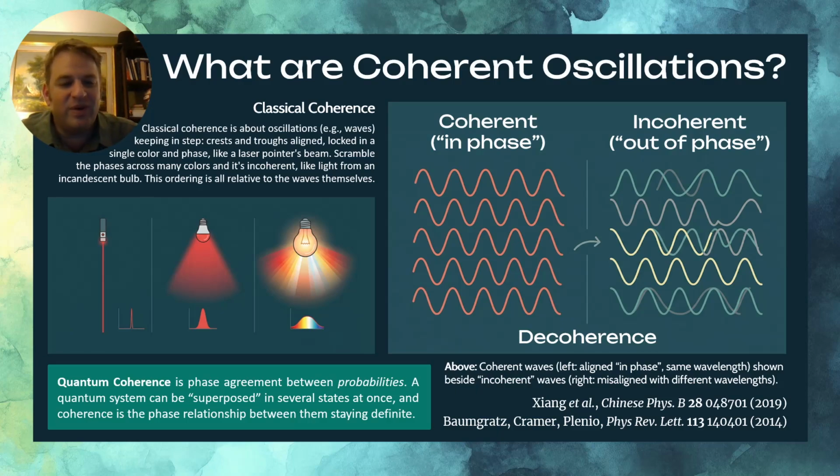So what is quantum coherence? Well, in quantum coherence, the phase agreement is between probabilities. A quantum system can be in a superposition of several states at once, and the coherence is the phase relationship between those different states, those different probabilities that we measure the system in a particular state. And so this is a basic introduction to the idea of coherence, because this will be significant as we proceed in the book.